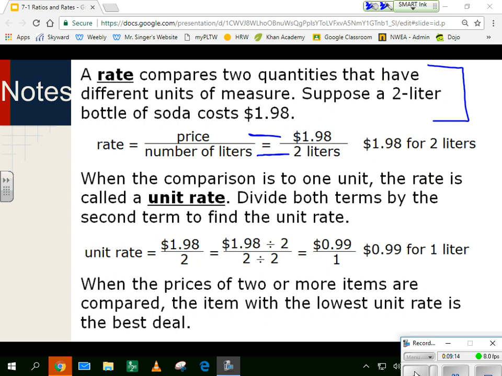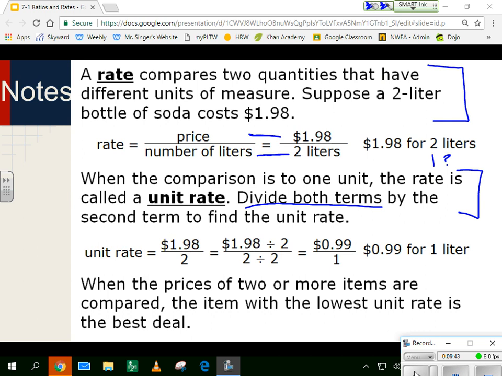They're 2 different things, but we can still look at them as a rate when you're saying for every 2 liters, it costs $1.98. When you try to break it down to figure out what 1 liter is, we call that a unit rate. So when the comparison is to 1 unit, the rate is called a unit rate. Basically what you do is you divide both terms by the second term to find out what you have. So that's something to write down.